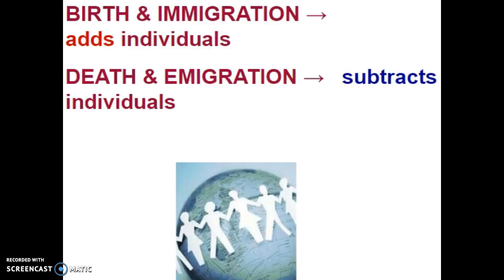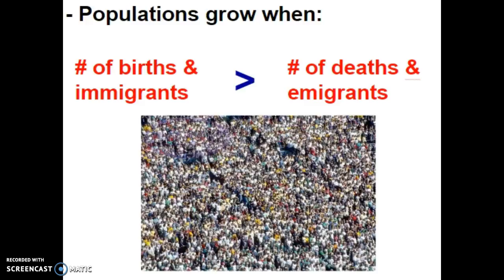So how do populations change in size? Well, we can add individuals by either birth or immigration, which would be individuals moving into a population. Of course, subtracting those individuals out, death would be one of those, as well as emigration. So that's organisms moving out of the populations. So a population grows when the number of births and immigrants is greater than the number of deaths and emigrants.